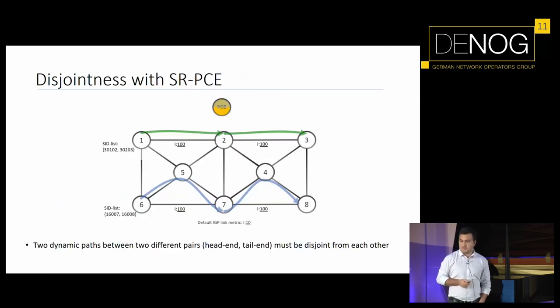The disjointness with SR-PCE is another example, where you can use different PE nodes or different ingress PEs to use different paths on the way, okay? So you might say, okay, customer A will go through path one and customer B will go through path two, so they will not bump into each other, okay?